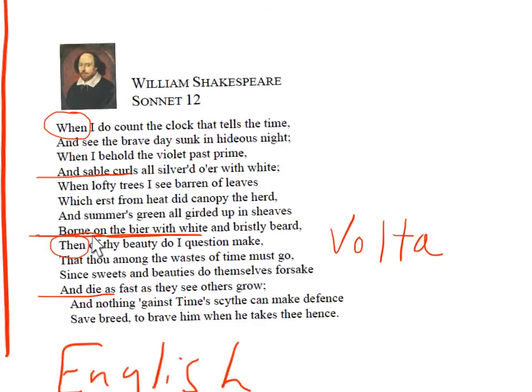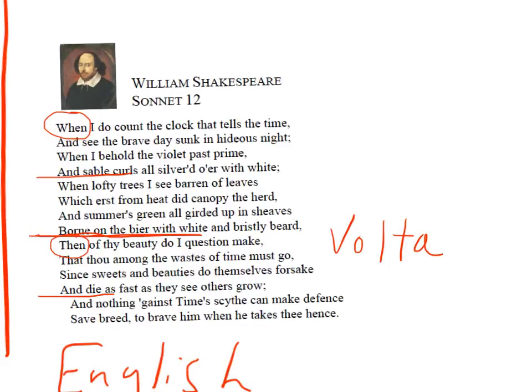It's the same sort of structure as we saw in the Milton sonnet, that it's not so important about the rhyme scheme. I mean, yes, that is a rhythm that holds everything together. Time rhymes with prime, night rhymes with white, leaves rhyme with sheaves, et cetera. But the important thing is dividing everything up like this: when I count the clock that tells the time, time is going on forever, trees are all losing their leaves, then I start to worry about you.